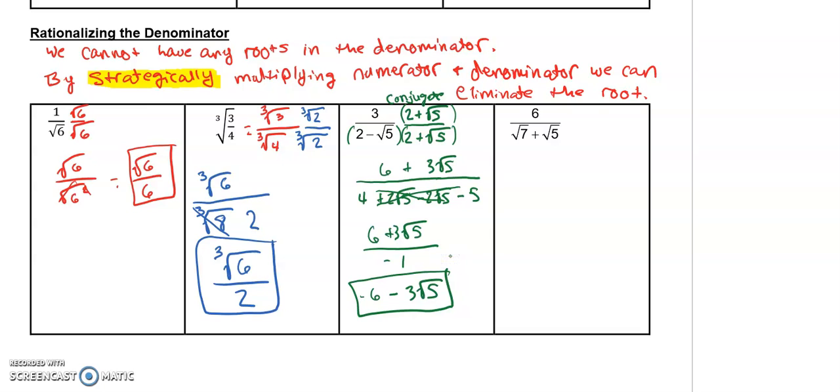Got it. I'm going to set this next one up for you, but just in the interest of time, I'll let you do it. Even if there's 2 roots, it's still the same process. You'll multiply by the conjugate, so the square root of 7 minus the square root of 5 on the top and bottom.